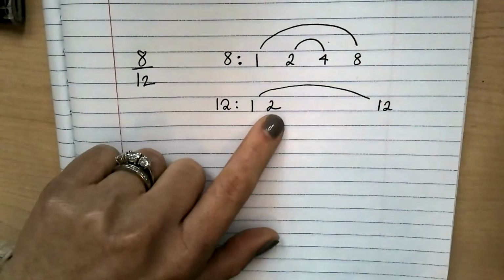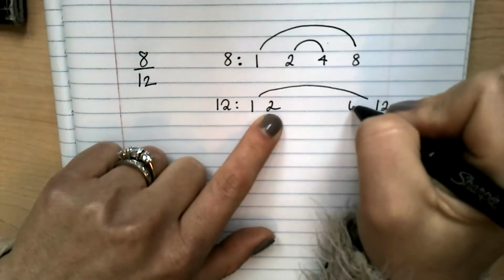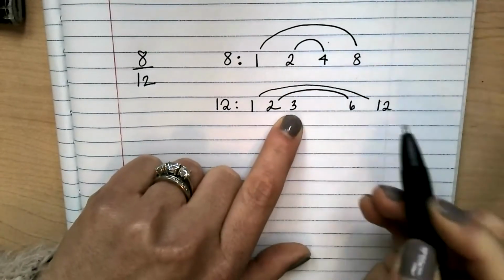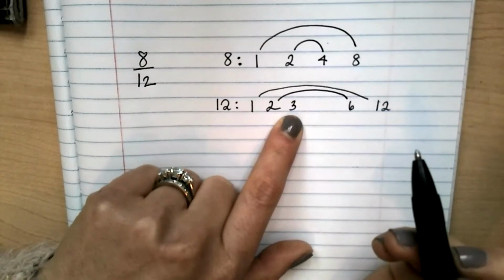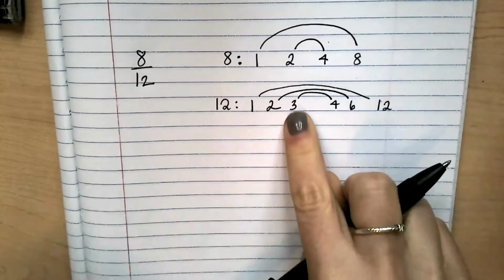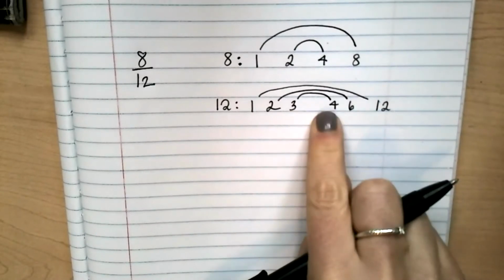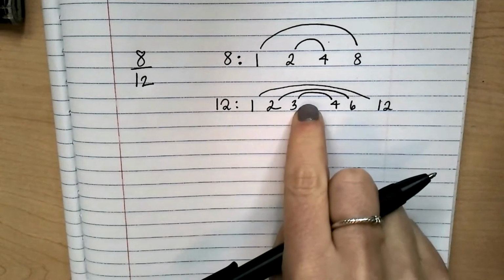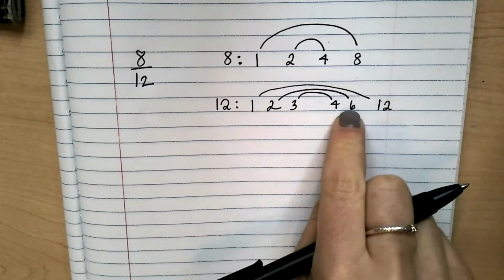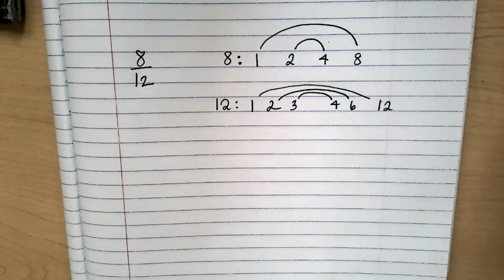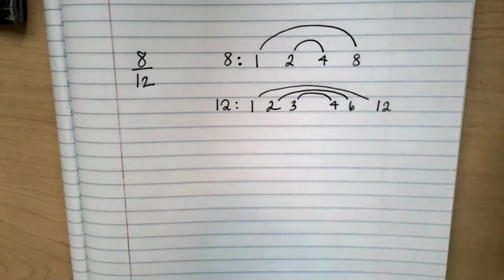So 12 is divisible by 2. 2 times 6 equals 12. Is 12 divisible by 3? Yes. 3 times 4 equals 12. And then after 3 comes 4. So I'm done with my factor rainbow. The next number here would be 4, and it's already on the factor rainbow. So we're good with the factors of 12.